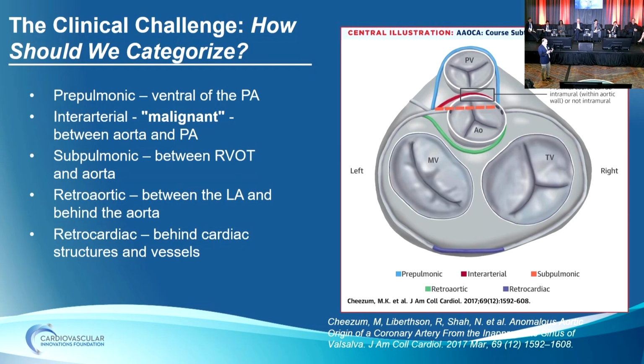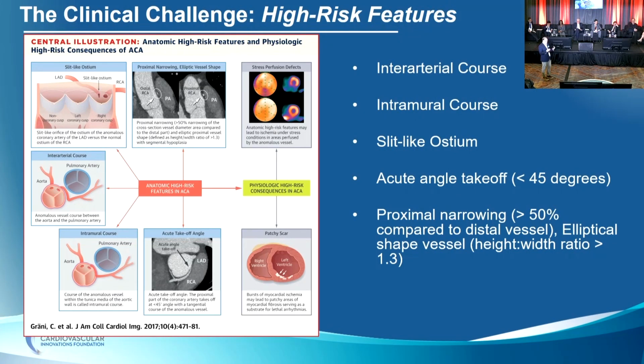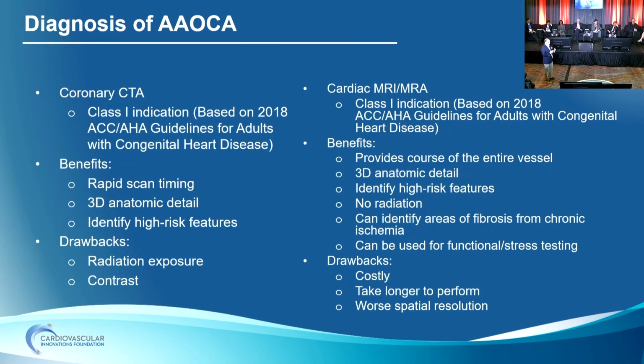anomalous coronary, being specifically concerned about this interarterial or malignant course between the aorta and the PA, less concerned about some of the other anomalies, right? We want to also think about what are the other high-risk features, the slit-like ostium, the acute angle takeoff, the proximal narrowing of the vessel, various anatomic features which we want to sort out as well when we see a patient of this sort. And then think about the diagnosis, right?